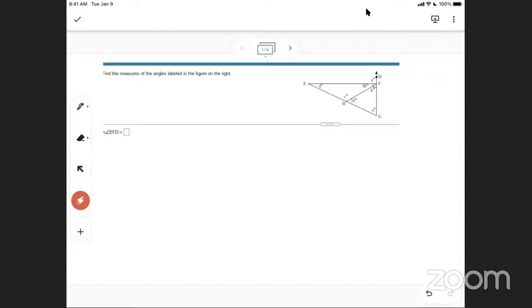To find these angle measures, it's kind of like a puzzle. The first thing you have to do is look for the most obvious one. Actually, there is one obvious one. Do you see how E is an obvious one? Why is E going to be obvious?